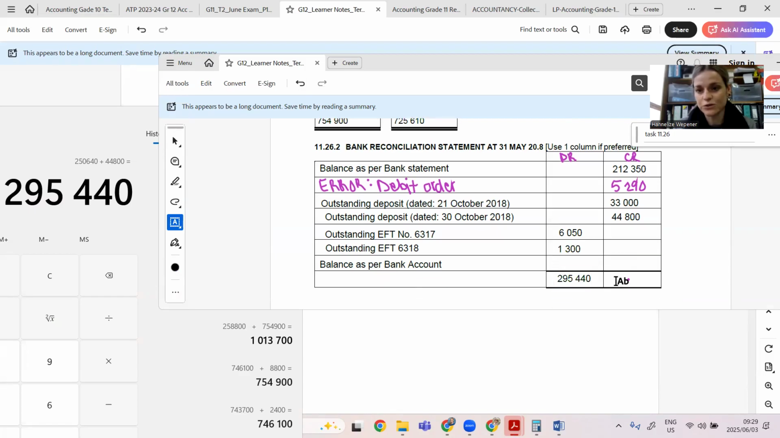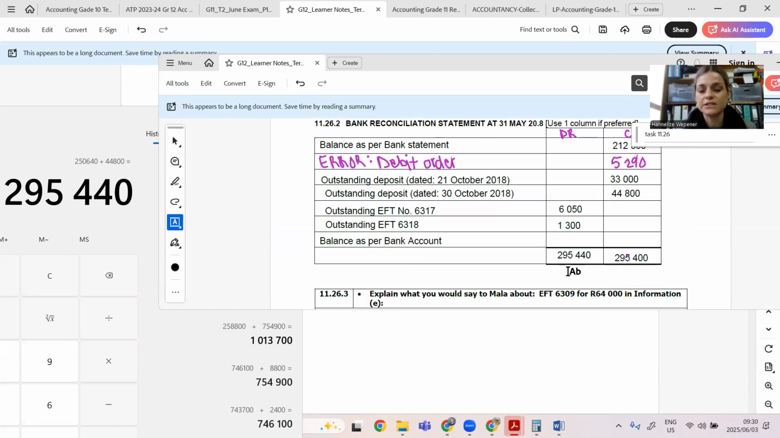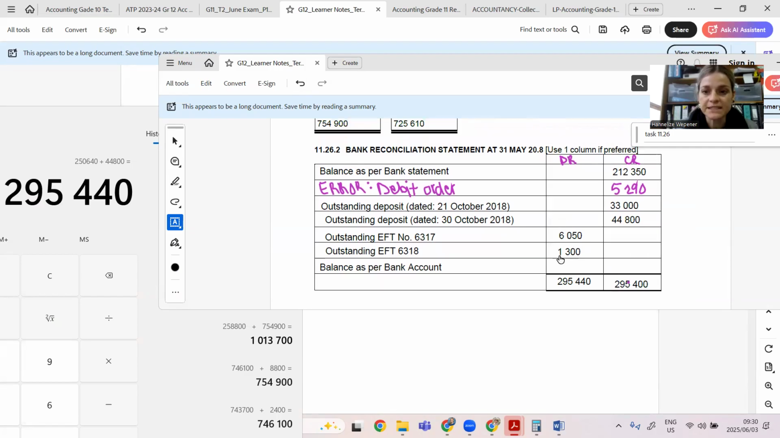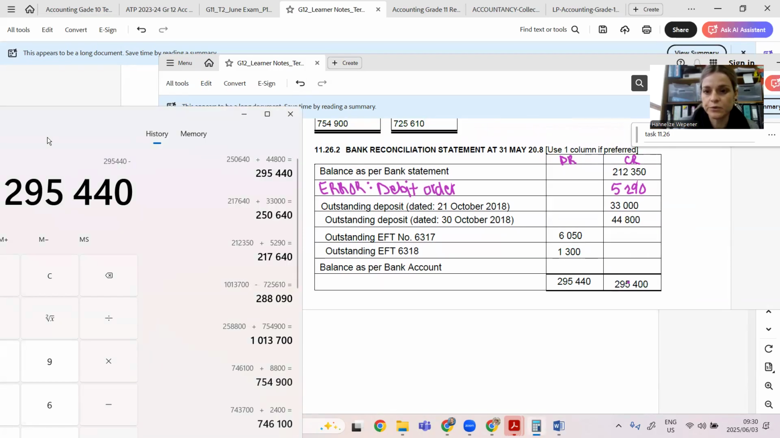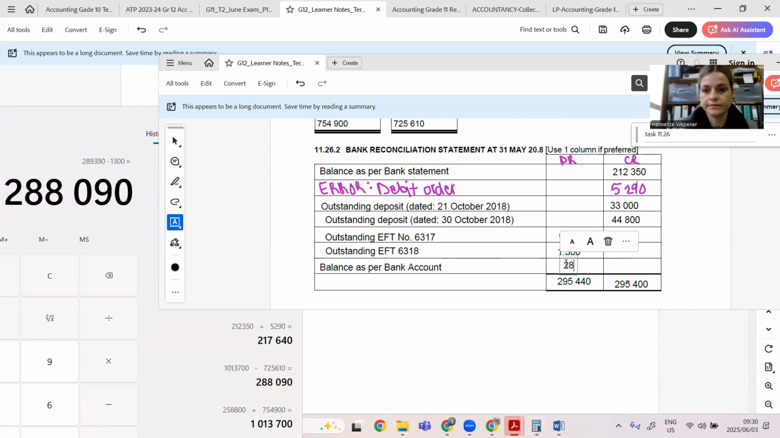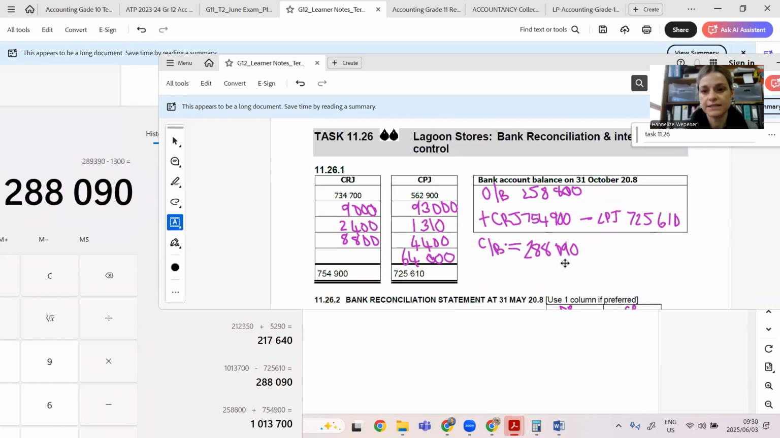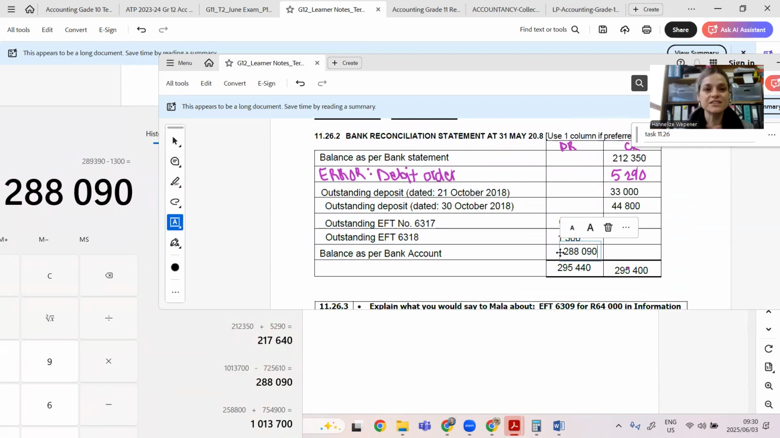Right, so we're going to write the total here on both sides. And then we're going to say that, okay, that means that the difference between the total and what I have on the debit side already is then my bank account balance. So 288,090. And there we can see it is the same. That is a 0, I promise. So we are reconciling. Okay, so that's a very basic bank reconciliation.